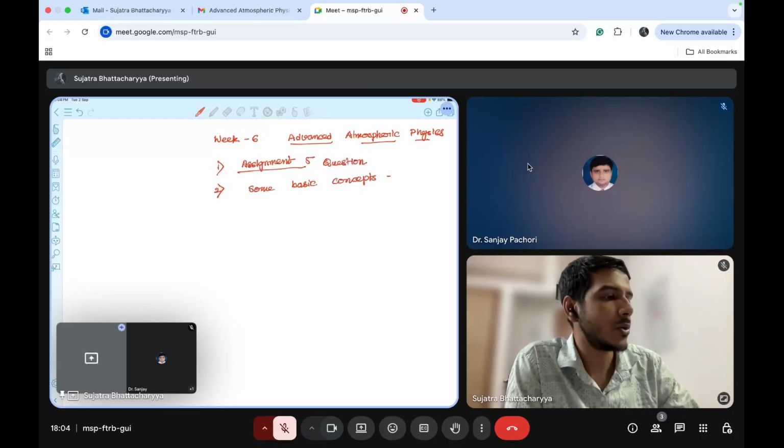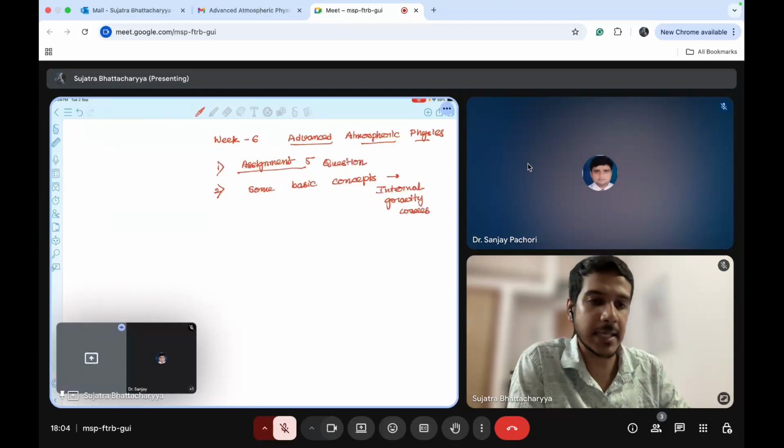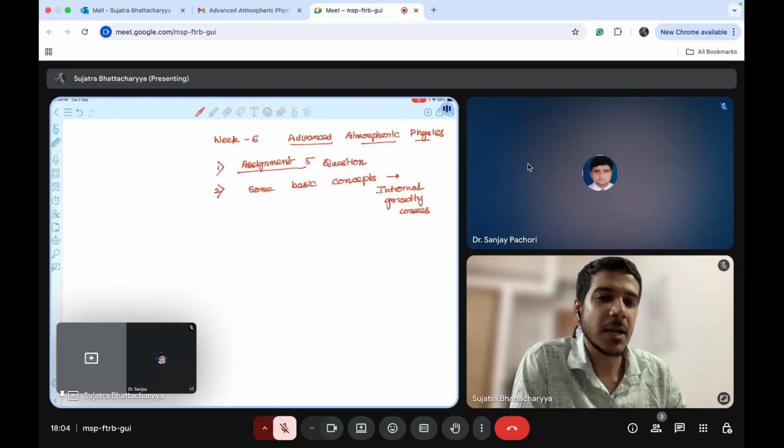Second, we will try to see some basic concepts which are required to understand the internal gravity waves. It's a long derivation of internal gravity waves, but what I have seen from the assignment 6 questions, these are based on these fundamental concepts, which we will apply to derive these internal gravity waves, not particularly on the internal gravity waves. Okay, so we will see the internal gravity waves definitely, but we will try to understand these basic concepts or certain formulations, how we can derive those formulations, and that will be mostly useful in assignment 6.